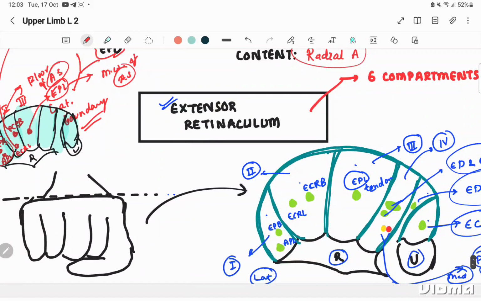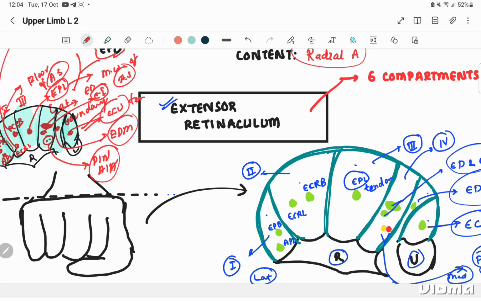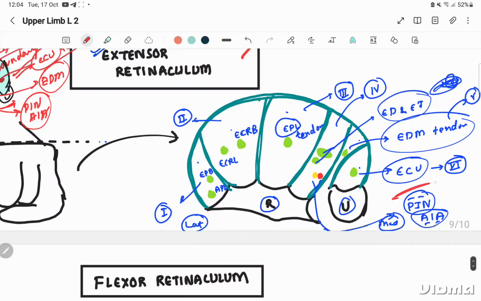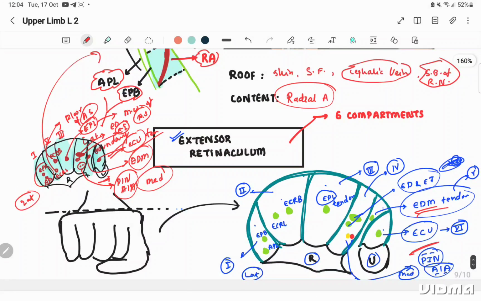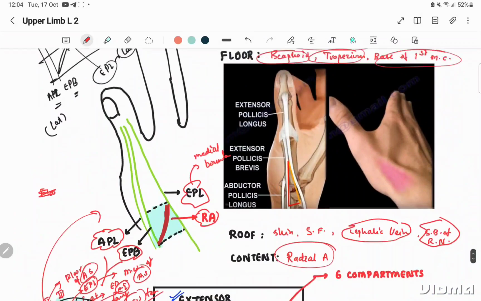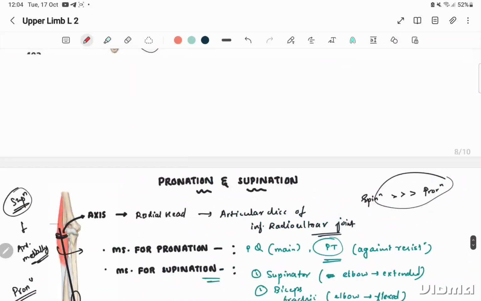And the fourth compartment, in the fourth compartment we have the big tendon of extensor digitorum, the small tendon of extensor indicis, and two more things I said, that is posterior interosseous nerve and anterior interosseous artery. In this we have the extensor digiti minimi tendon, and in this component we have extensor carpi ulnaris tendon, because this is the ulnar side. Okay, this is the EDM and this is the ECU. This is the lateral side and this is the medial side. So this is the extensor retinaculum with the 6 components in the 6 compartments. This is the anatomical snuff box.